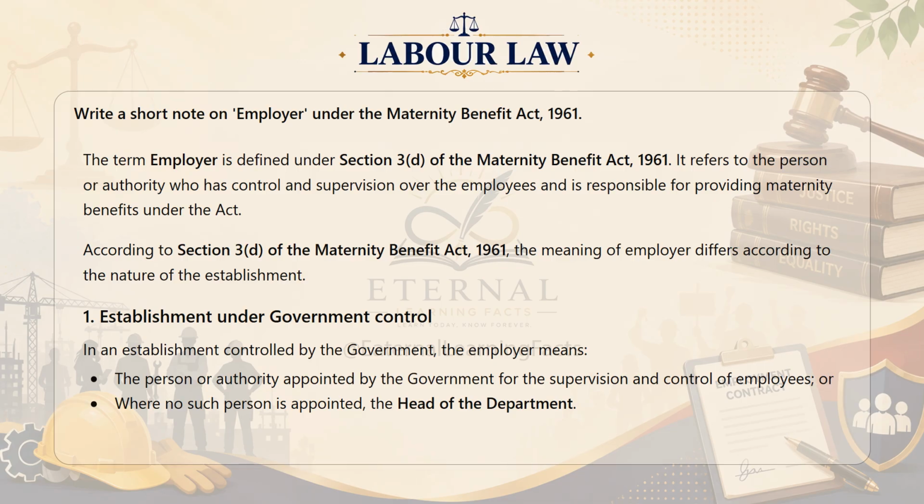According to Section 3D of the Maternity Benefit Act 1961, the meaning of employer differs according to the nature of the establishment. First, establishment under government control. In an establishment controlled by the government, the employer means the person or authority appointed by the government for the supervision and control of employees, or where no such person is appointed, the head of the department.